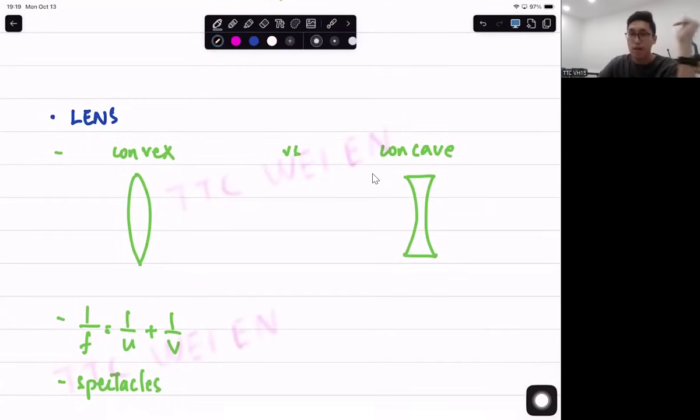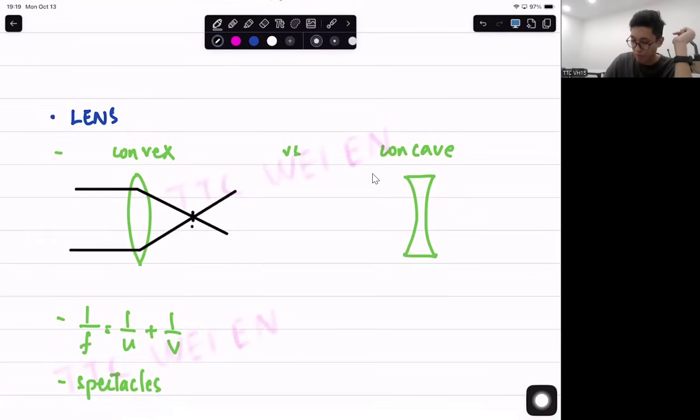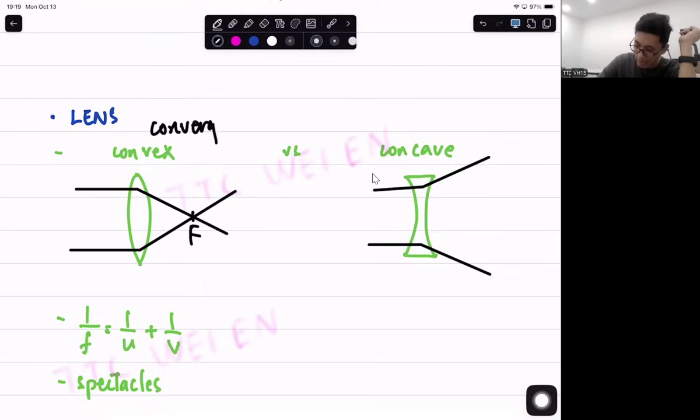We have convex and concave lenses. Make sure you remember, for convex, the light is supposed to go to the F. The light is supposed to focus at the F like that. For concave, there isn't one. Concave goes outwards. We call this diverging. So convex is converging because all the light comes together. Concave is diverging because all the light goes away.